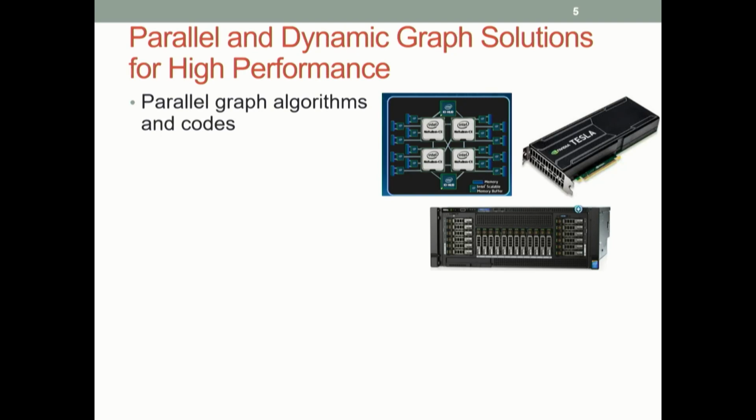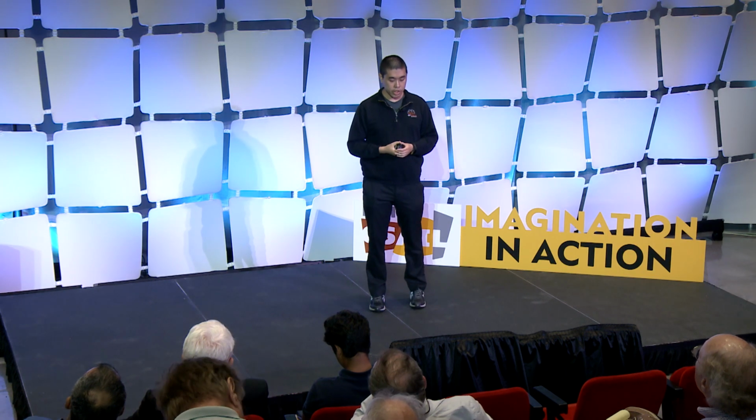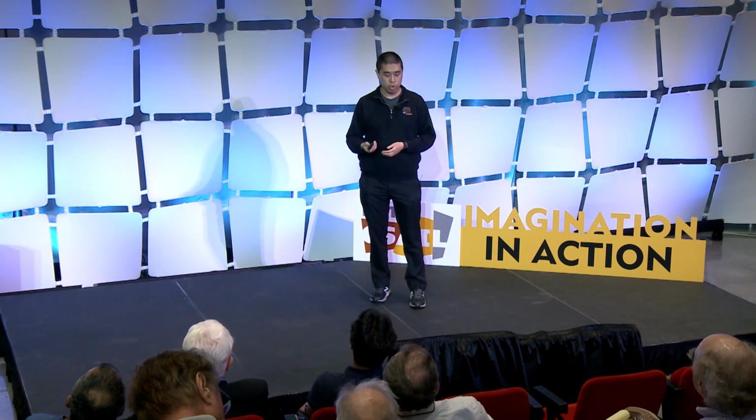So in order to process these massive graphs that are also dynamically changing, our work focuses on designing parallel and dynamic graph solutions. So we use parallelism to take advantage of the multiple processing units on almost all of today's machines. We design dynamic algorithms that avoid doing unnecessary work on updates. For example, if our graph only changes by a little bit, it's probably wasteful to recompute on the entire graph from scratch. And dynamic algorithms are going to help us avoid this. We also work on designing high-level programming frameworks to make it easier for non-experts to write their own parallel graph programs.